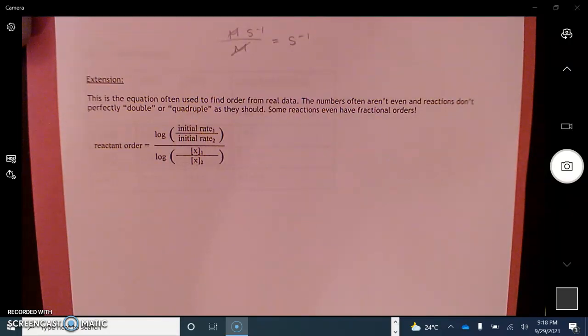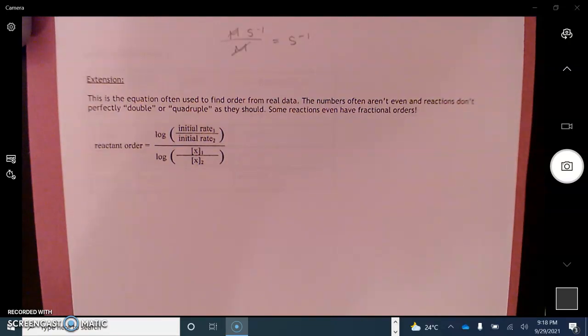There are times when the orders aren't that simple. Some reactions have fractional orders. You can have something that's half order. You can have negative orders. There are exceptions in the real world. So a chemist will use this equation to get an actual figure for the order. That's also true if your data just doesn't work out quite right. It'll give you an order of 2.1, and you can say it's approximately 2.